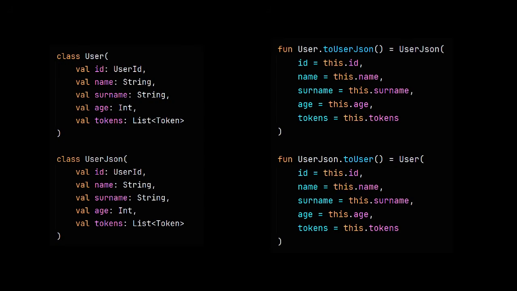We often define our own conversion functions to convert between our own types. For example, when we need to convert between UserJson and User in an example application. Such methods are often defined as extension functions.